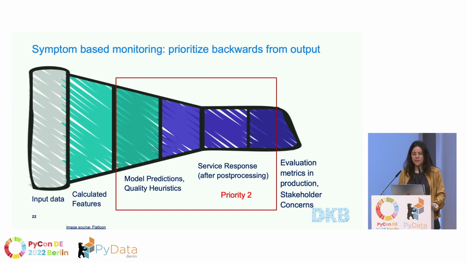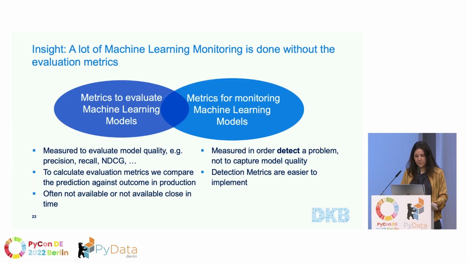Okay, so let's look at priority number 2. Priority number 2 is the service response, model predictions, and quality heuristics. Let's start with an insight that I had when talking to many of you that were a little bit confused when I was talking about monitoring metrics, because they only partly overlap with the training metrics. The purpose of the training metrics is usually to estimate the quality of our model. So this could be precision, recall, NDCG, it depends on your problem. And they're only available if you can calculate the prediction against the outcome in production.